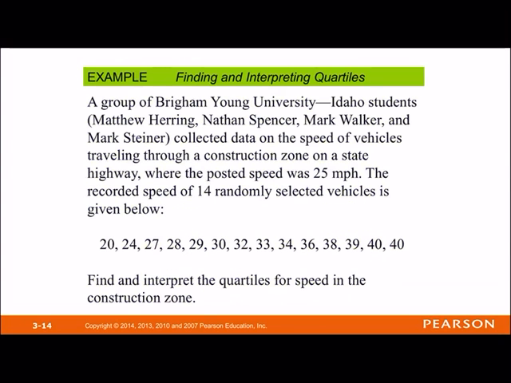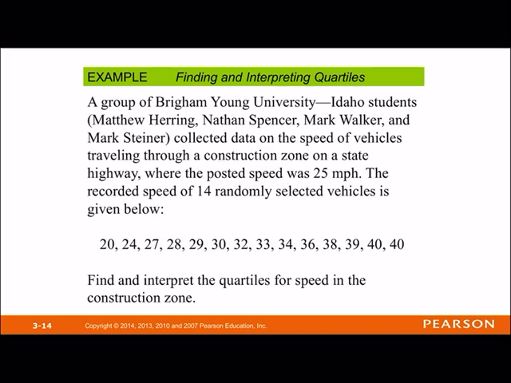So here's our example. A group of Brigham Young University, Idaho students collected data on the speed of vehicles traveling through a construction zone on a state highway where the posted speed was 25 miles per hour. The recorded speed of 14 randomly selected vehicles is given below. So we want to find and interpret the quartiles for speed in this construction zone.